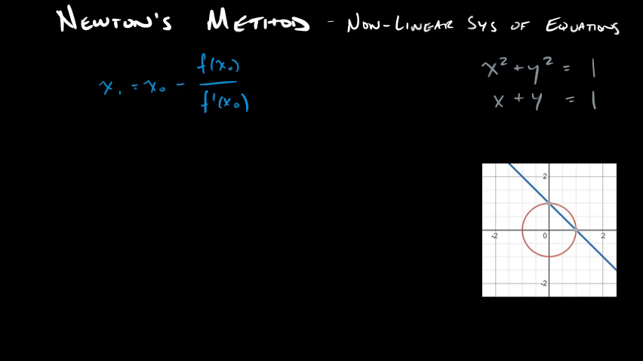So let's take a look at an application of Newton's method, in this case, a nonlinear system of equations. You can see on the right-hand side here that we have the equation for a circle, x squared plus y squared equals 1, and then the equation for a line, x plus y equals 1. And it's pretty obvious if we graph them where they intersect.